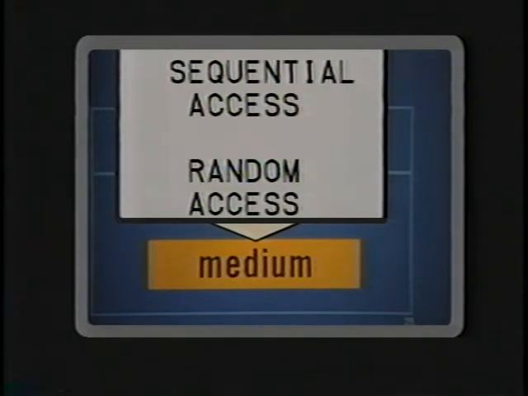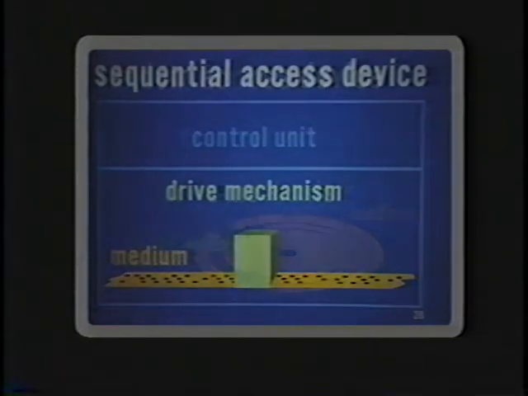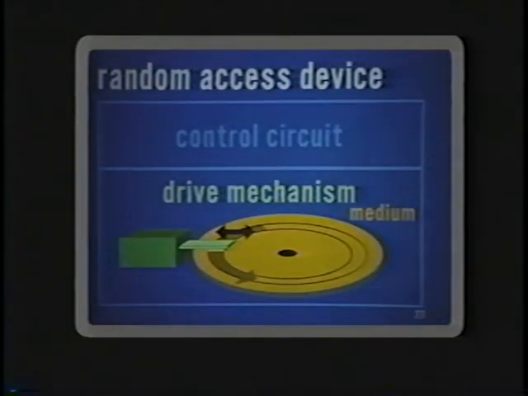Sequential access and random access are terms that categorize peripherals by the method they use to move information onto and off of their medium. In a sequential access device, blocks of information are written onto the medium one word or byte at a time. Later, the information is read in the same order. On the other hand, random access devices can read or write information on the medium in any order. Therefore, random access devices are more versatile than sequential access devices.